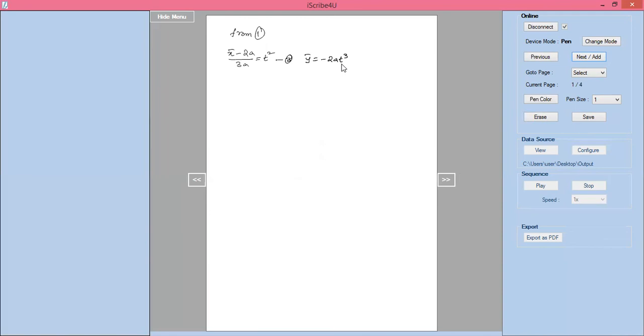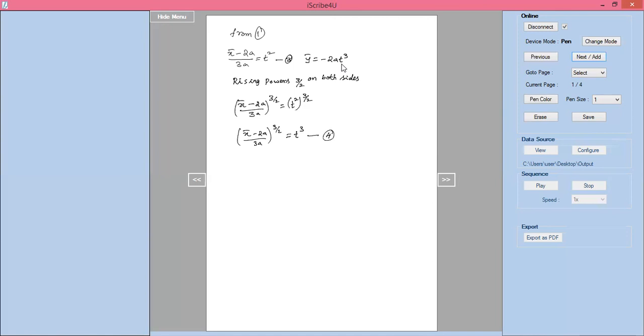For this equation, raising powers 3 by 2 on both sides. If you raise powers 3 by 2 on both sides, you will get x bar minus 2a divided by 3a whole power 3 by 2 equals t square whole power 3 by 2. Now you will write x bar minus 2a whole divided by 3a whole power 3 by 2 equals t cube. This equation I will take as equation number 4.